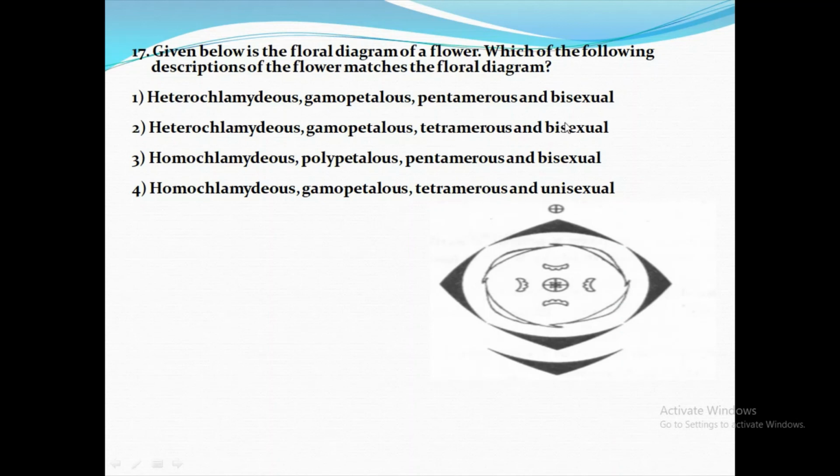And bisexual. Bisexual means both the androecium and gynoecium are present in the same flower. Here you can see these are the stamens which belong to androecium, and these are the carpels, or gynoecium. Both gynoecium as well as androecium are found in the same flower. Hence, the answer is heterochlamydeous, gamopetalous, tetramerous, and bisexual. This is the correct answer. This plus sign indicates that the flower is radially symmetrical or actinomorphic.